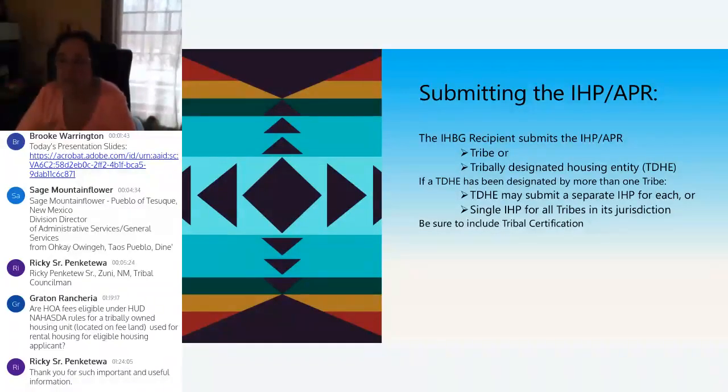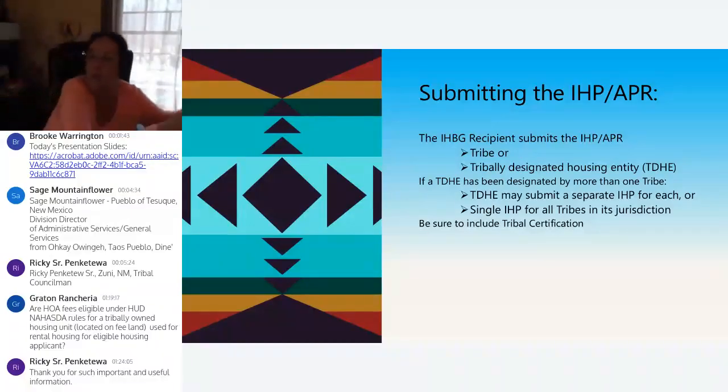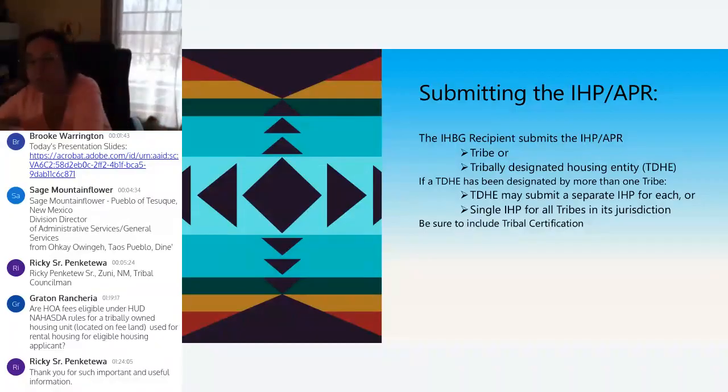You submit that IHP, APR, the tribe or the tribally designated housing entity does it, if they've been designated. Oftentimes in California, the rancherias will have multiple rancherias. I call it an umbrella tribe. I know that the Pueblos were under one for a long time and they've all split off. I work with 2 Pueblos that were under one umbrella at one time. They can actually submit one IHP on behalf of all of them, or separate ones for every single one of them that says what they're going to do with the money for that particular year.